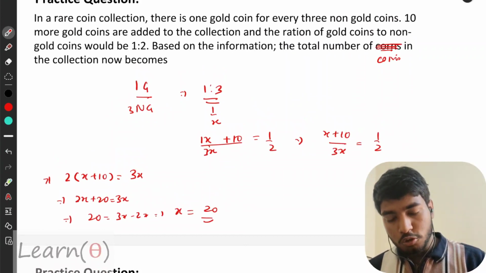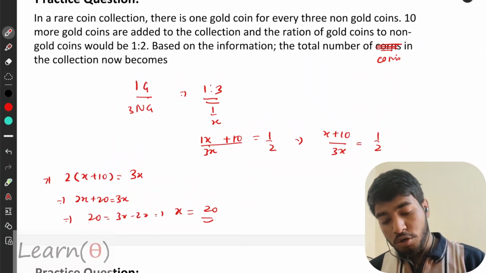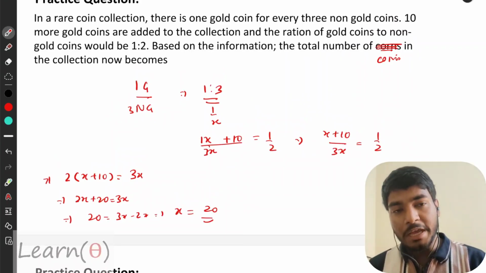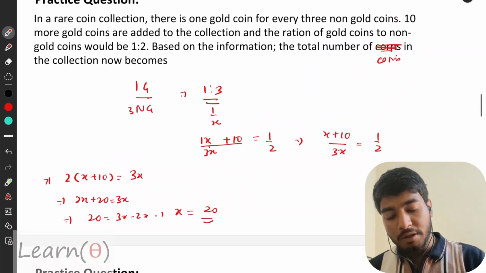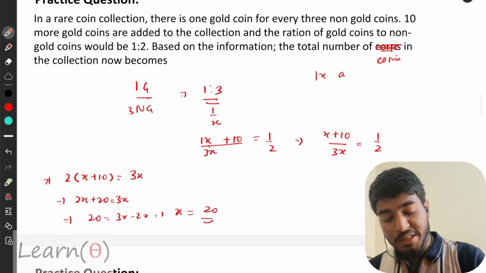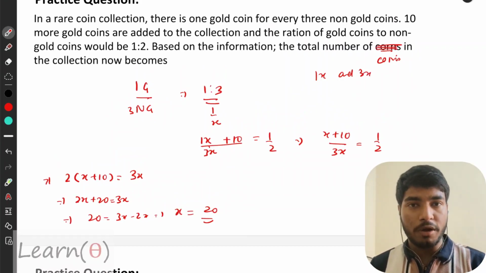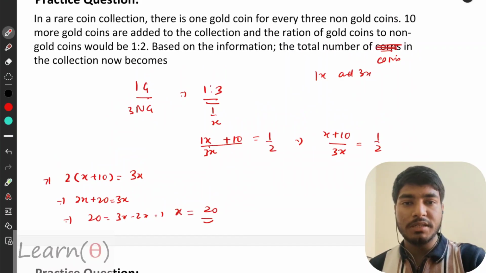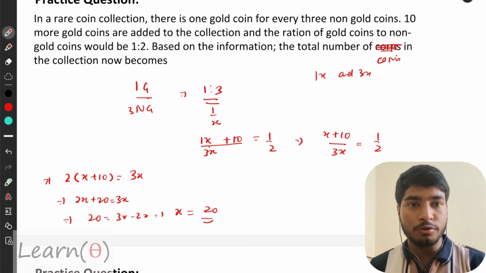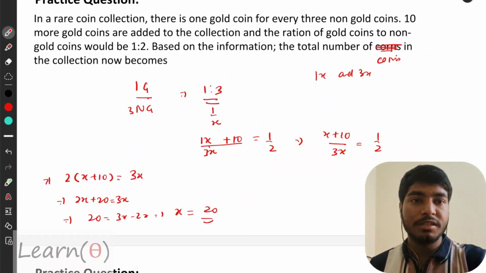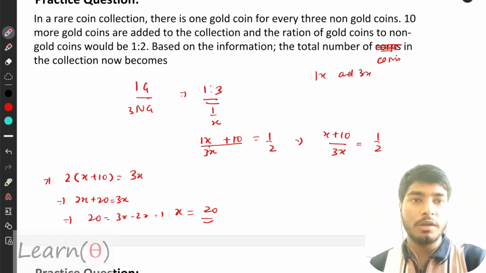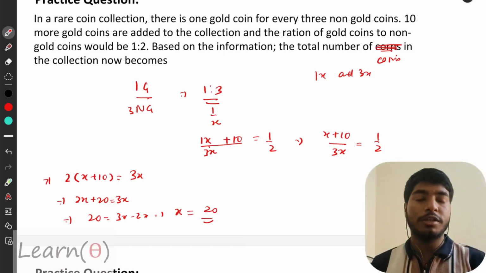So how many coins did I have earlier? Earlier I was having 1x and 3x coins. Since it is asking me the total number of coins, what am I there to do? Just a minute, student. Sorry for the inconvenience.